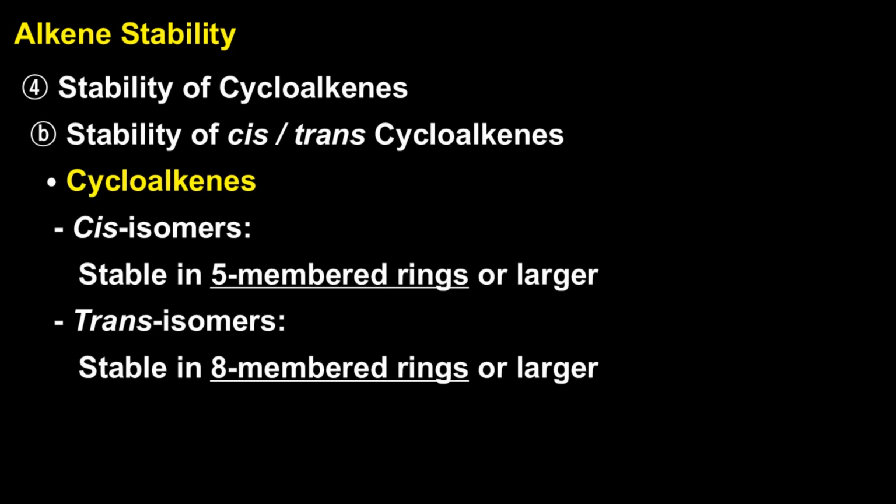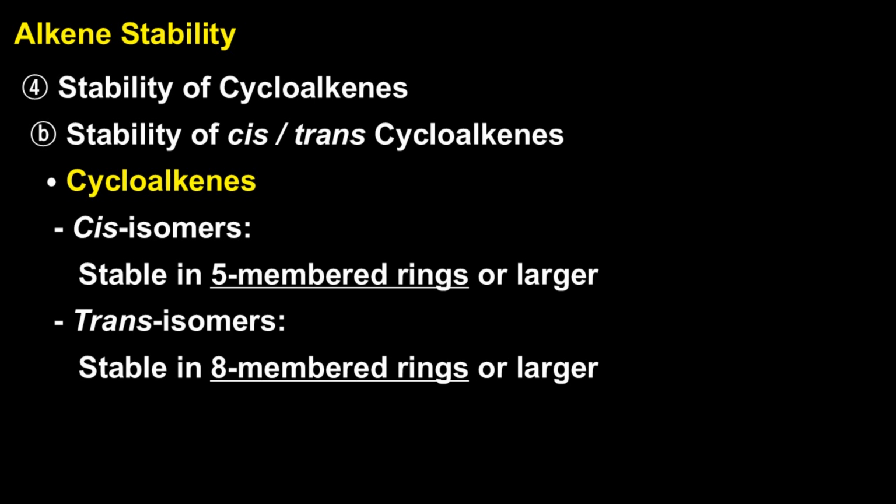When it comes to cycloalkenes, whether the double bond takes the cis or trans form depends on whether the ring is big enough to handle it. Cis isomers don't need much space. Even a 5-membered ring, like cyclopentene, can hold a cis double bond without too much strain. But trans isomers need much more room. In smaller rings, forcing a trans configuration causes too much angle and torsional strain. That's why trans cycloalkenes don't really exist, unless the ring has at least 8 carbons.